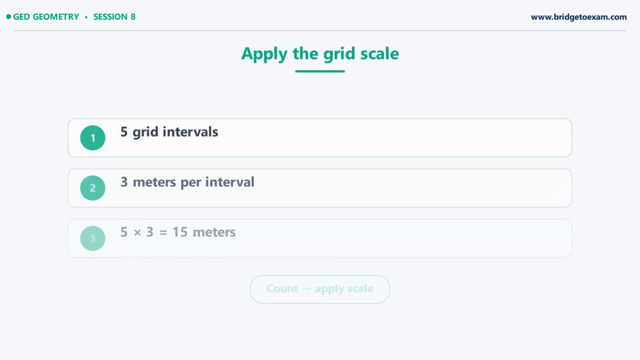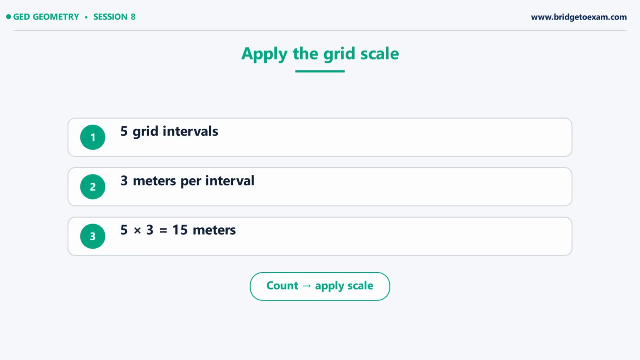If a segment spans 5 grid intervals, and each interval represents 3 meters, the actual distance is 15 meters. First, count intervals, then multiply by the scale. The coordinate difference and the physical distance are only the same when each interval represents 1 unit.